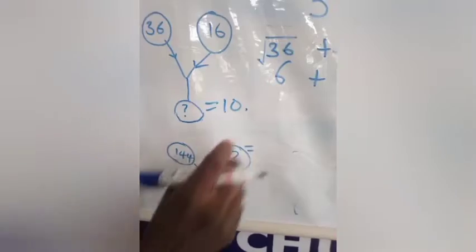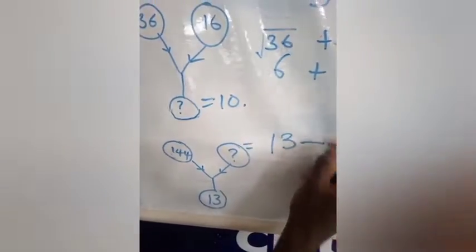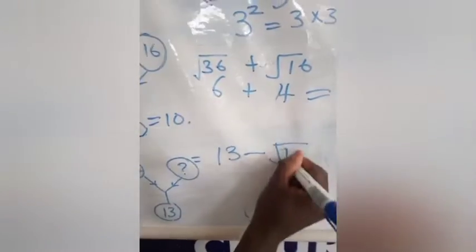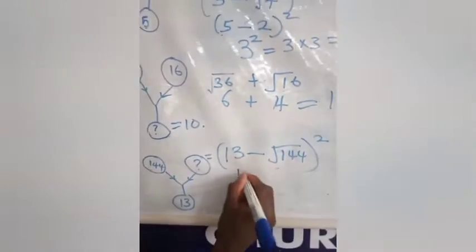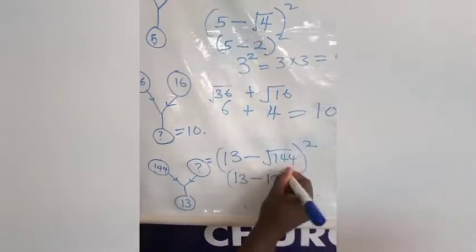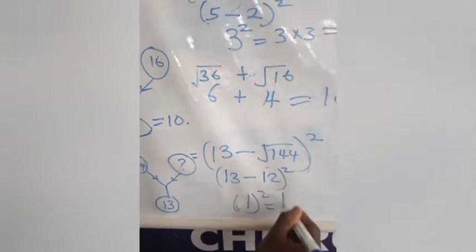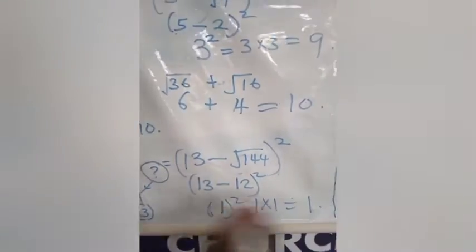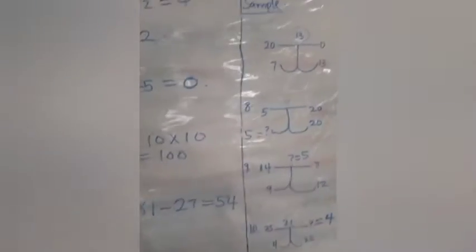Question 6. To obtain the value here, simply put, 13 minus the square root of 144, all raised to power 2. That becomes 13 minus 12, since the square root of 144 gives us 12, all raised to power 2. 13 minus 12 gives us 1. 1 raised to power 2 means 1 times 1, which is 1. Therefore, our answer here becomes 1. Question 7. In this case, we have a fraction.